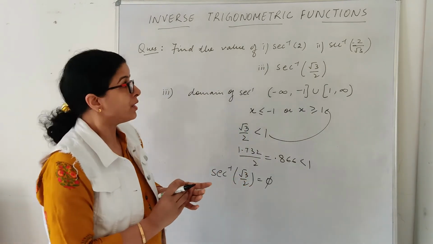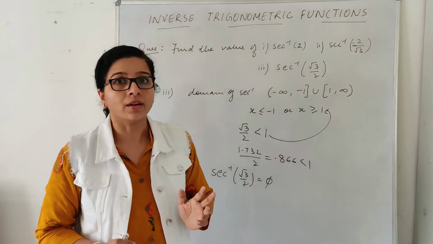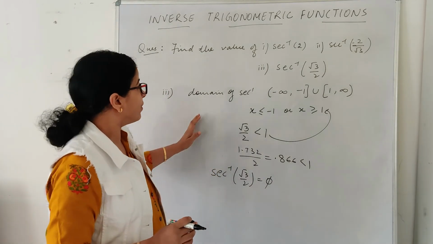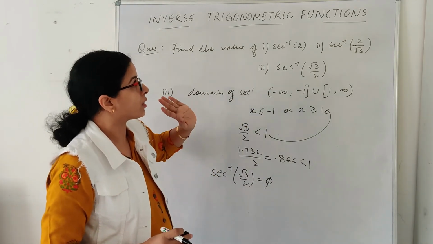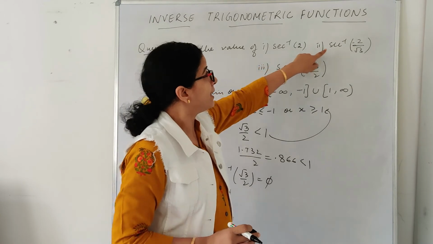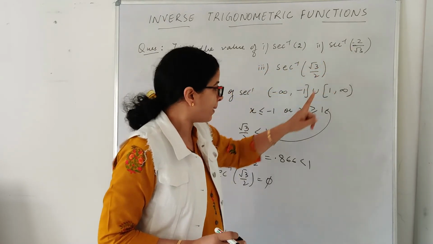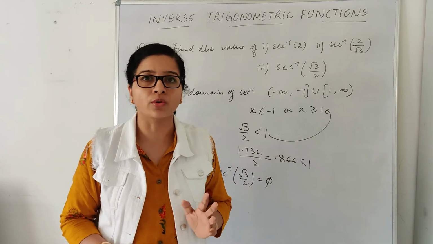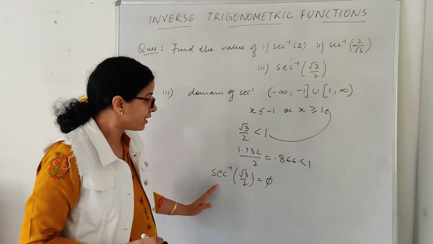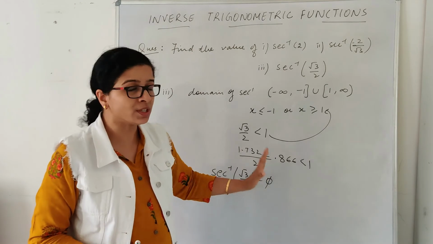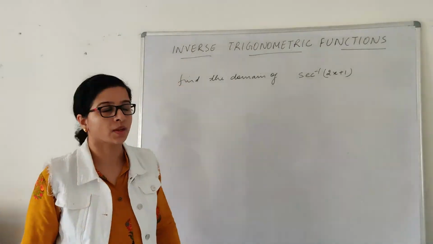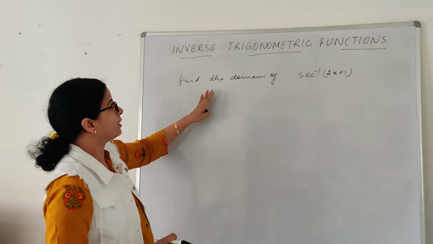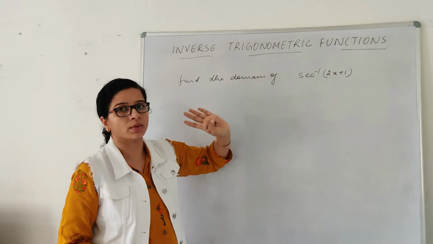Is that clear? So whenever any question is there, you have to check whether it lies in your domain or not. This lies in the domain, this also lies in the domain, but this is the part which doesn't lie in the domain. So you have to check it, and hence the value of secant inverse root 3 by 2 is the null set. Okay. So now find the domain of secant inverse 2x plus 1.